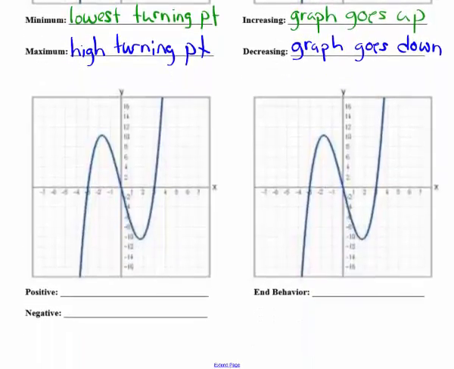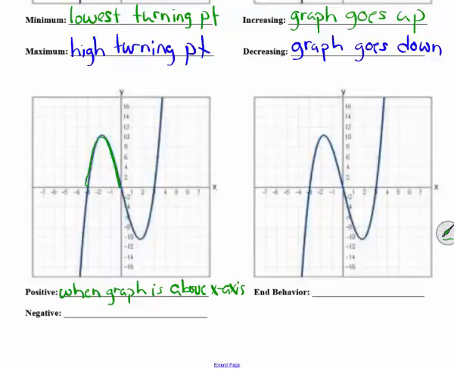Positive. Positive is when the graph is above the x-axis. So here, it's going to be positive here, and it's going to be positive here, right? That's where it's going to be positive. So that is going from -3 to 0. I'm going to put this here, -3 to 0. And then it's also positive here from 3 to infinity.